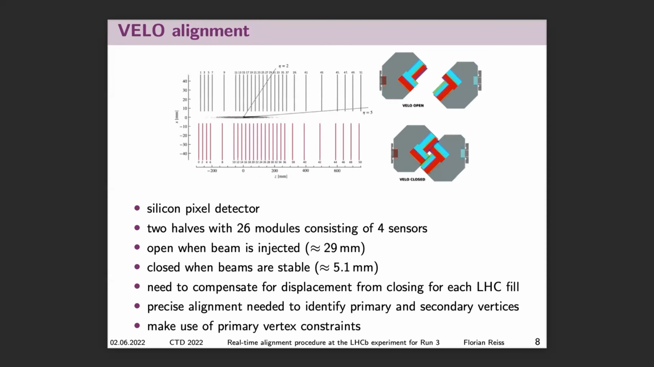So going to the VELO alignment, this is quite important since the VELO is actually opening and closing between stable beams. When the beams are still unstable at the LHC, it's in an open position. Then after they are stable, it's closed, and of course we need to account for this movement since it can misalign our detector. The VELO silicon pixel detector consists of two halves, which each consist of 26 modules, and each of which consists of 4 sensors.